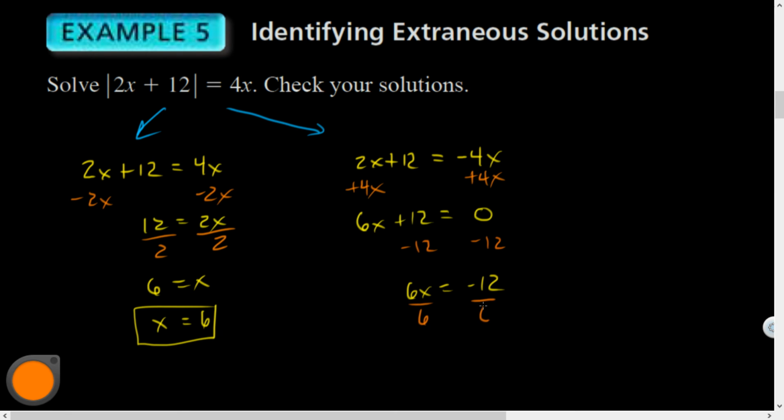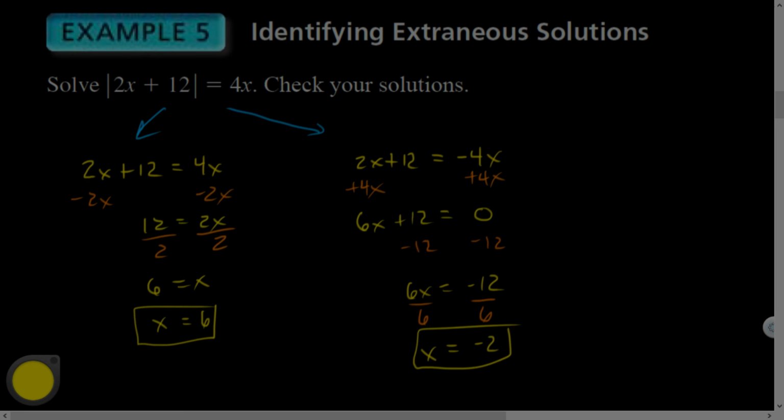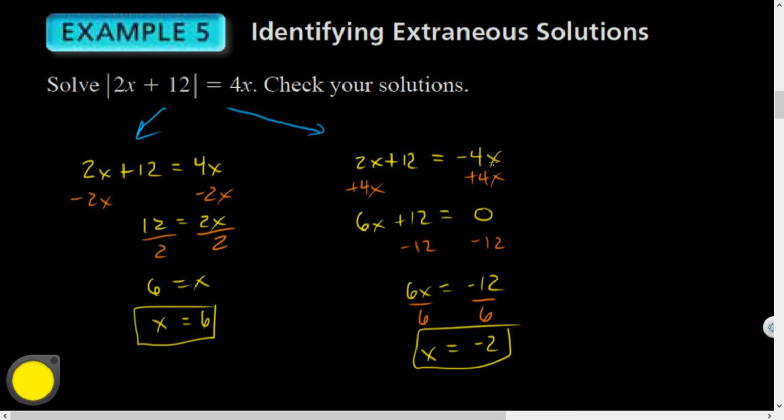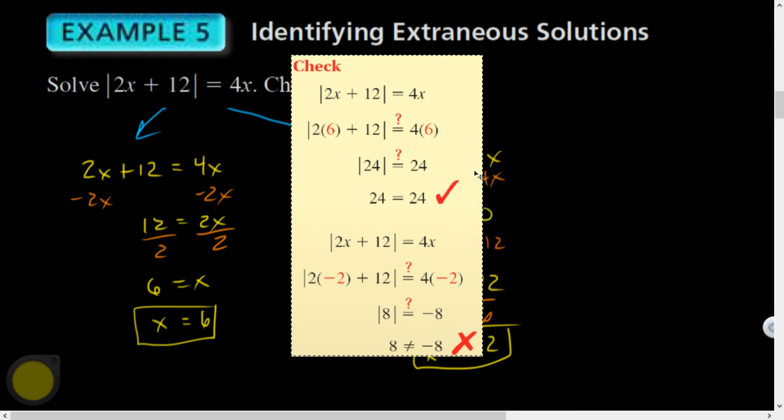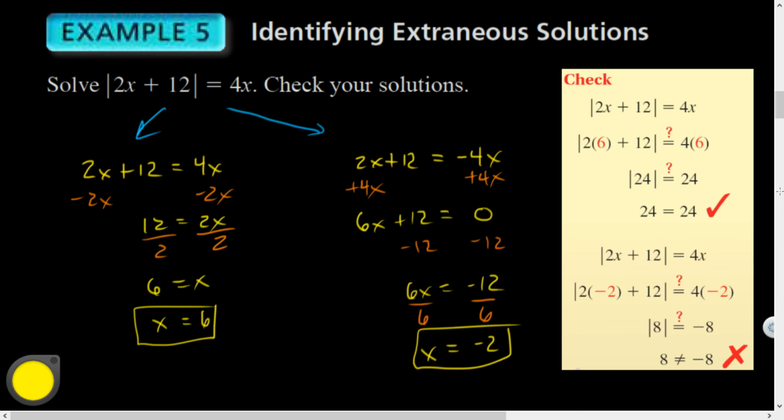Divide by 6. And it looks like I've got two solutions, but I've got to be careful. It turns out if I do a check, one of these solutions is a phony. It's what's called extraneous. Even though I did everything right, notice when I plug in 6 to the problem, 2 times 6 is 12, 12 plus 12 is 24, abs 24 is 24. That works out. This one is good. We like that solution.